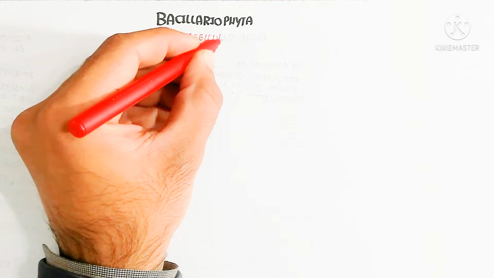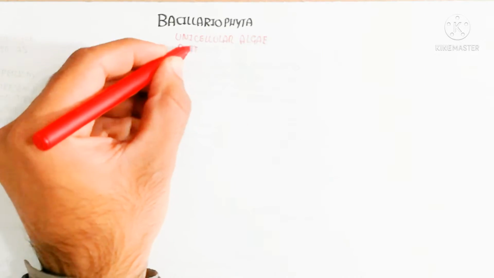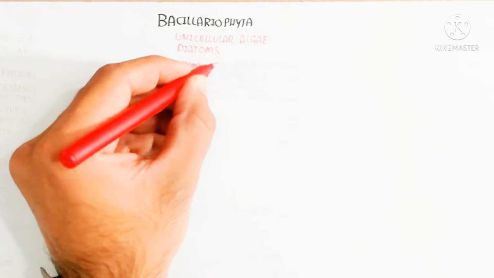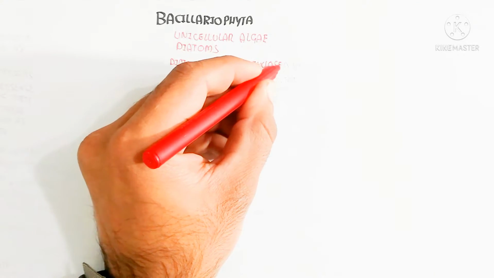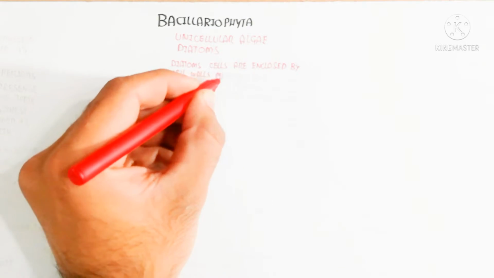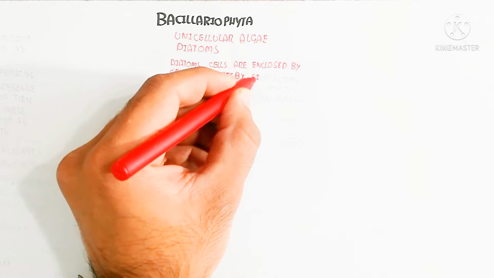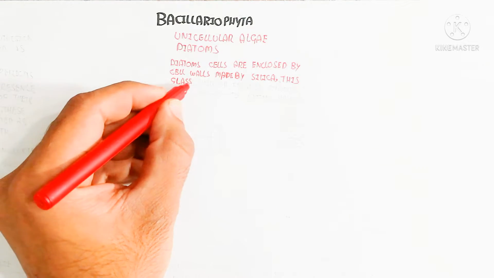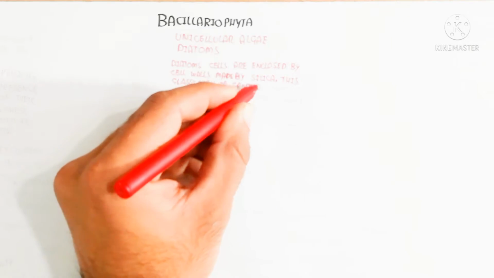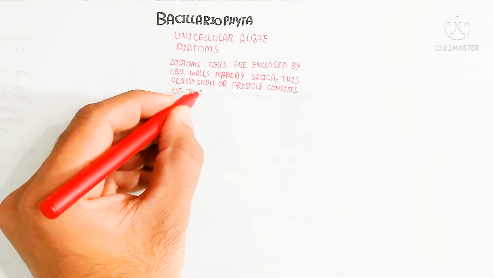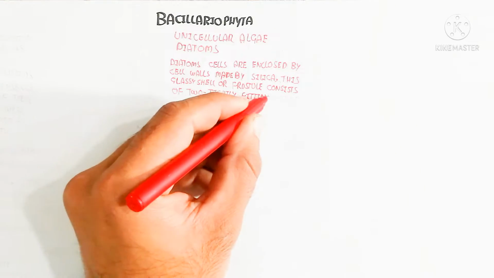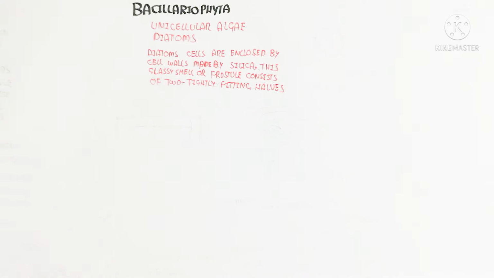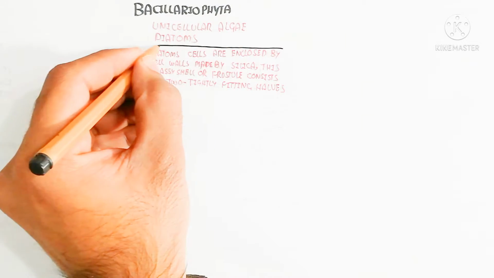Hello, in this video we will discuss Bacillariophyta. That is the botanical lesson we will discuss. Bacillariophyta are unicellular algae, and they include diatoms. Diatom cells are basically enclosed by a cell wall made of silica. This silica-containing glassy shell is called the frustule, and this frustule consists of two tightly fitting halves.